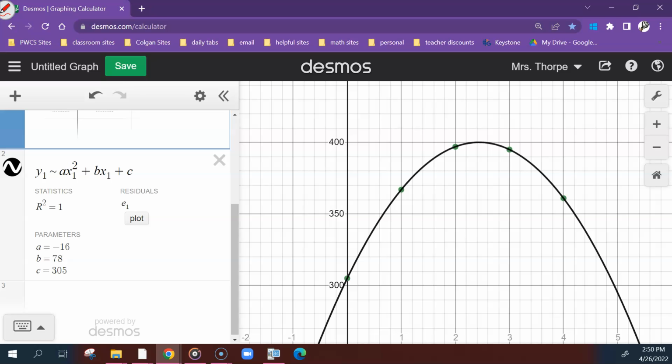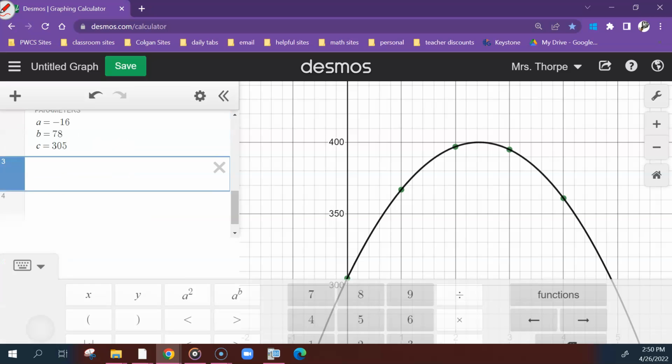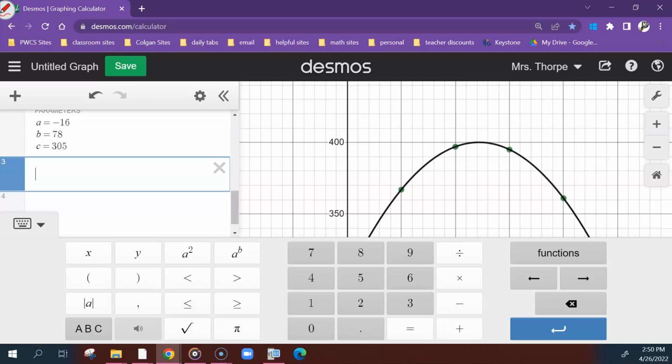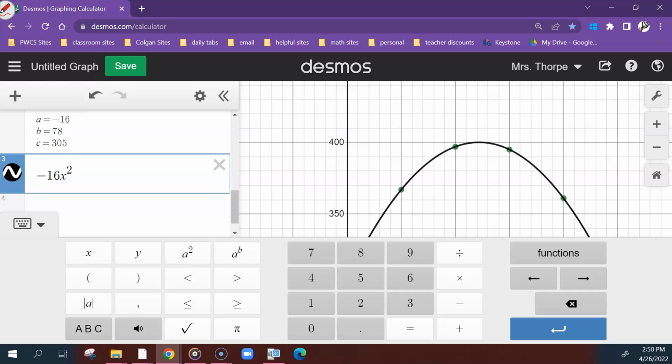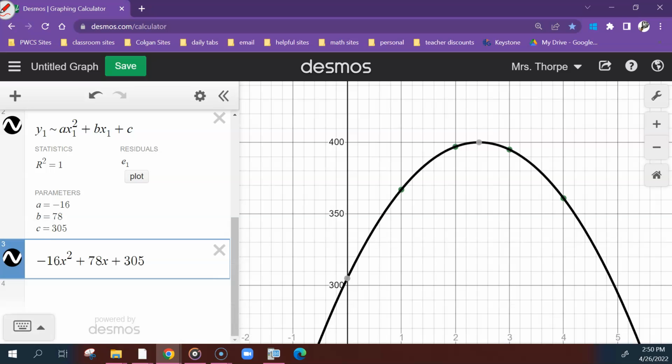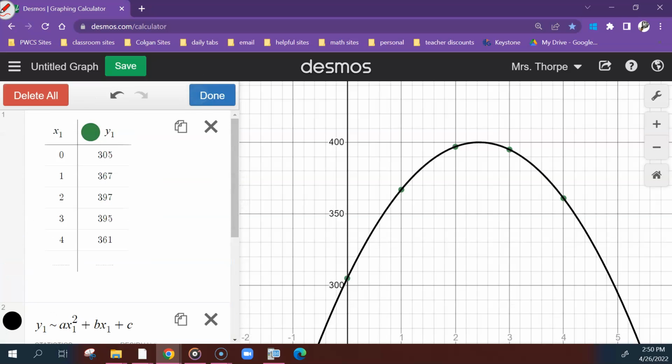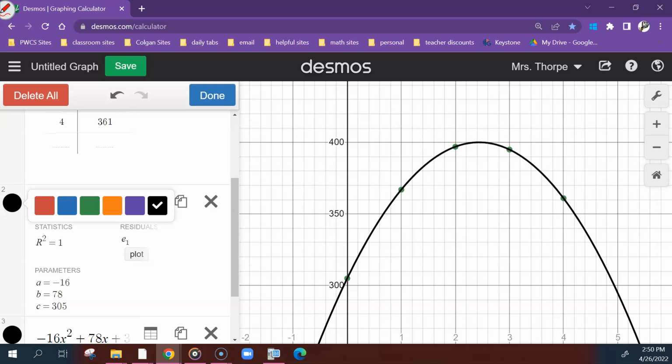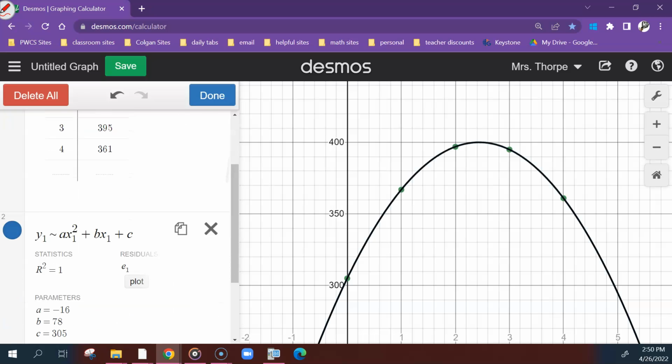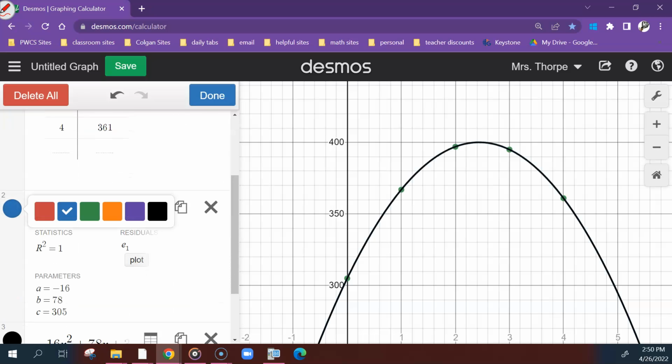And then what I want to do, since I'm still trying to find the height at 7, is I'm going to put this in as an equation. So you can put the y equals, you don't need it. So negative 16 x squared plus 78x plus 305. And now it's going to graph that on top of this. I'm going to change the colors of these so I know which one is which. Let's make this blue. Oh, I can only do blue. Okay.